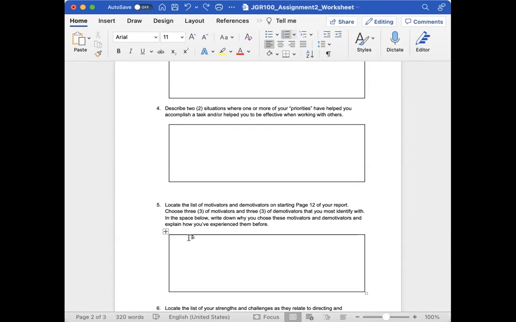Question number 5 says to locate the list of motivators and demotivators starting on page 12. If your report chose 3 motivators and 3 demotivators, choose those that you most identify with in the space below. So you put that information there. You put the 2 that you most identify with, or the 3, if you want to use all 3.